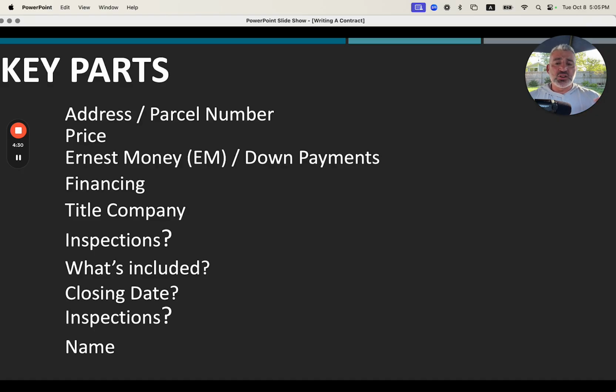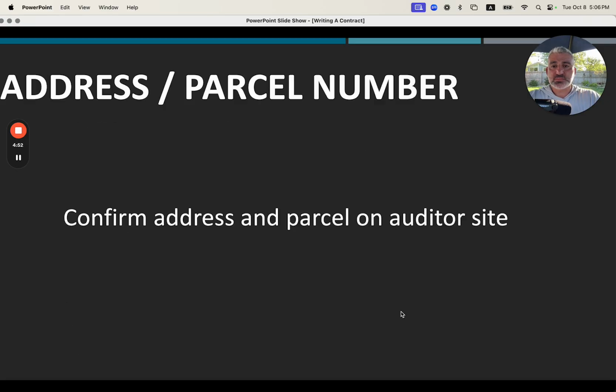The next is the closing date. When are you going to take possession of the property? Are there inspections? Again, it's important. It's in there twice, apparently. And then the name that you're going to be taking the title of the property under. So your LLC's name, and if you don't have that set up yet, you can put TBD, and then get that to the title company. But put some name there of who's taking possession of the property.